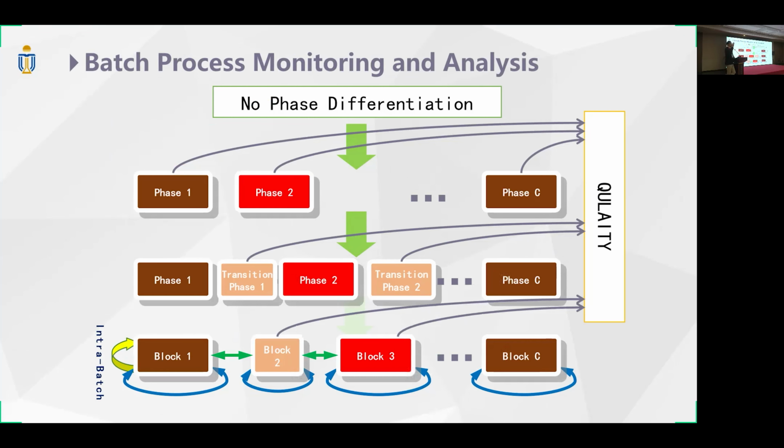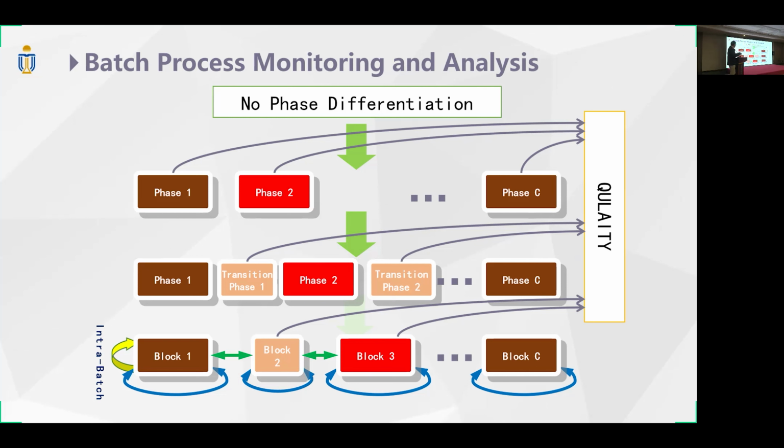If you turn this 3D data into 2D, all these phase natures are lost. Because different phase operations contribute differently to final quality, we lose that information. We realized this phenomenon about 15, 20 years ago, so we developed so-called phase-based batch process monitoring. With that, we can analyze how each phase's operation affects final quality.